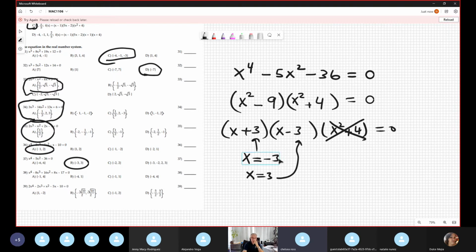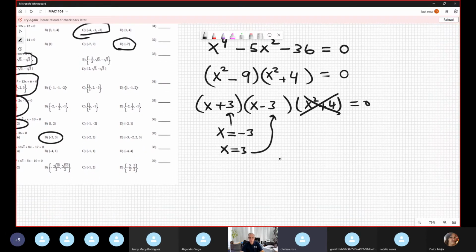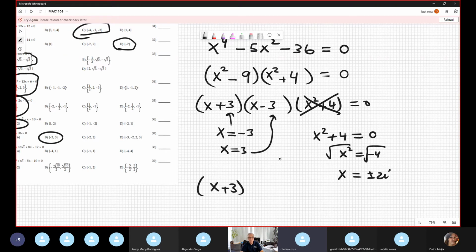Okay, in another question, actually in the last topic, it is like that. You are doing the factorization in the complex field. How do you do this? You take this and put it equal to 0. You solve this quadratic equation, and it gives me the imaginary number plus or minus 2i. And the total factorization in the complex field is x plus 3, x minus 3, and x plus 2i, and x minus 2i.